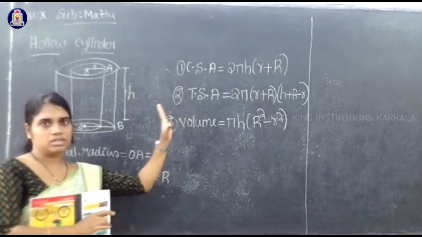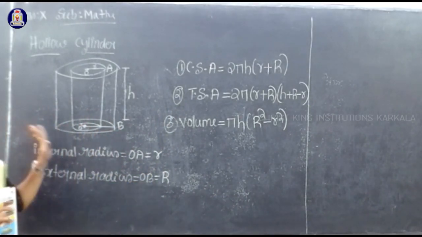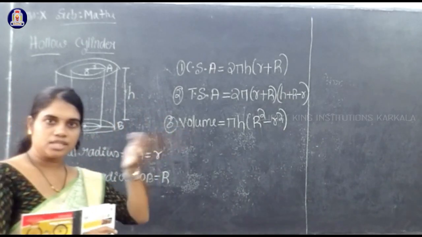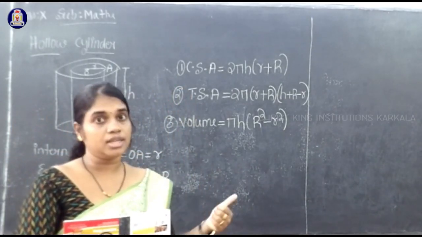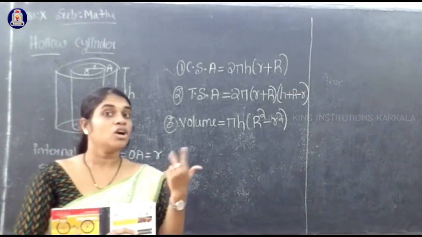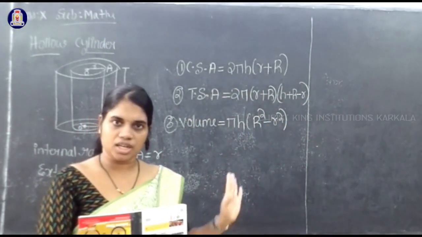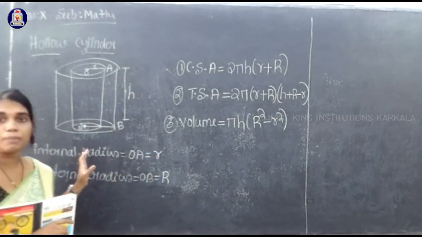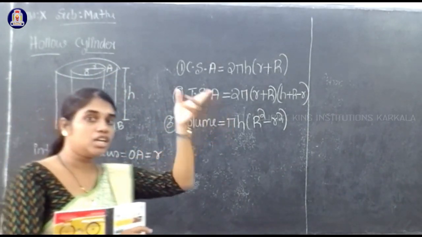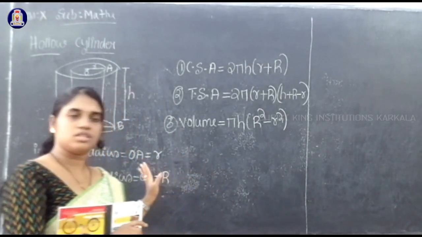You just remember this because in the next problem we'll use this hollow cylinder concept, so therefore I am explaining this. This is a hollow cylinder, and the right circular cylinder you have already studied. What is the CSA of the cylinder? CSA is 2 pi r h, TSA is 2 pi r into (r plus h), volume is pi r square h. That is for a right circular cylinder, which you studied in the previous session. But this is another type of cylinder, a hollow cylinder. Remember that it has two types of radius, internal radius and external radius.